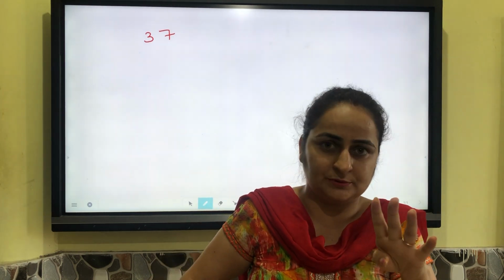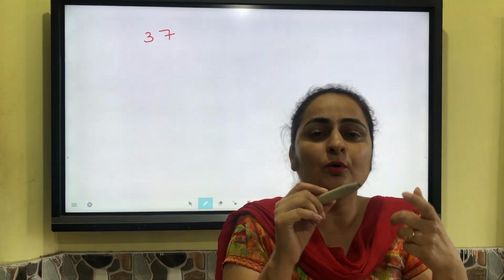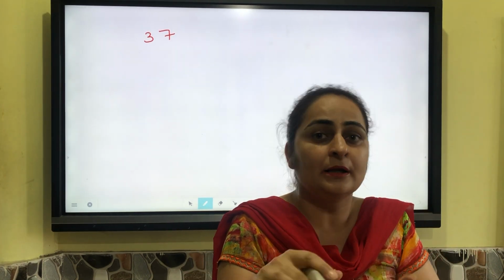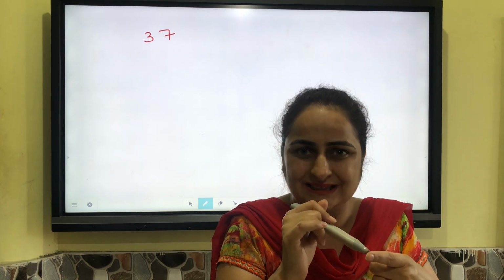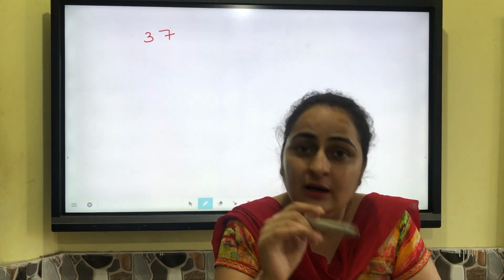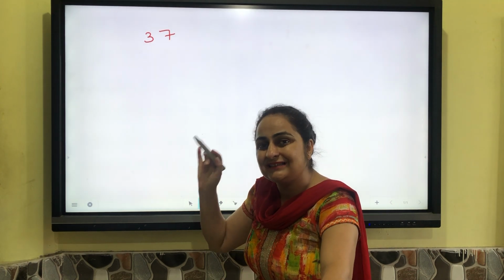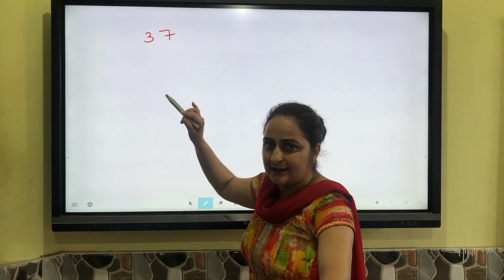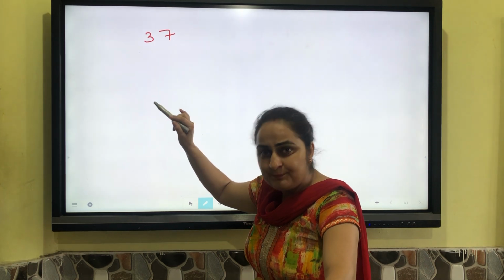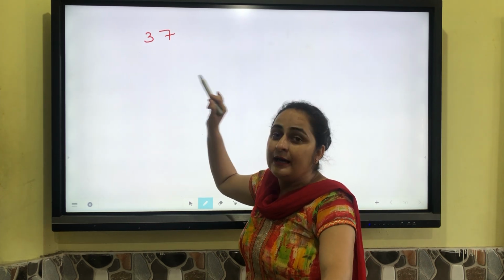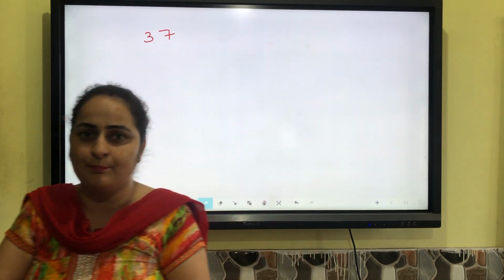And you have to keep in mind the 4 steps. If you want to find any two-digit number, the four steps are compulsory. First is how many digits are used here, that is two digits. One digit is 3 and one digit is 7. There is a difference between digit and number.